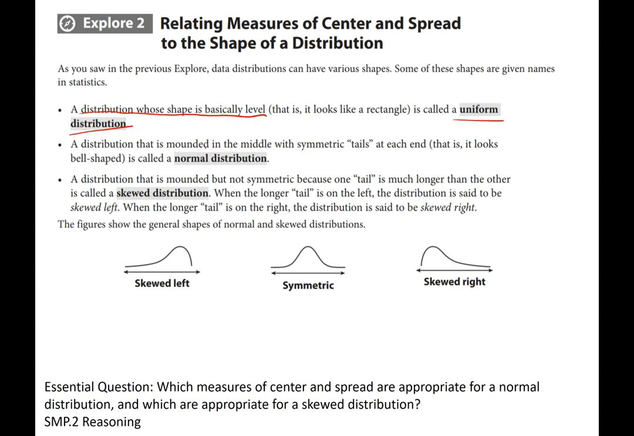A distribution that is mounded in the middle, with symmetric tails at each end, that is, it looks like the bell shape, is called the normal distribution. They used to call it the bell curve.